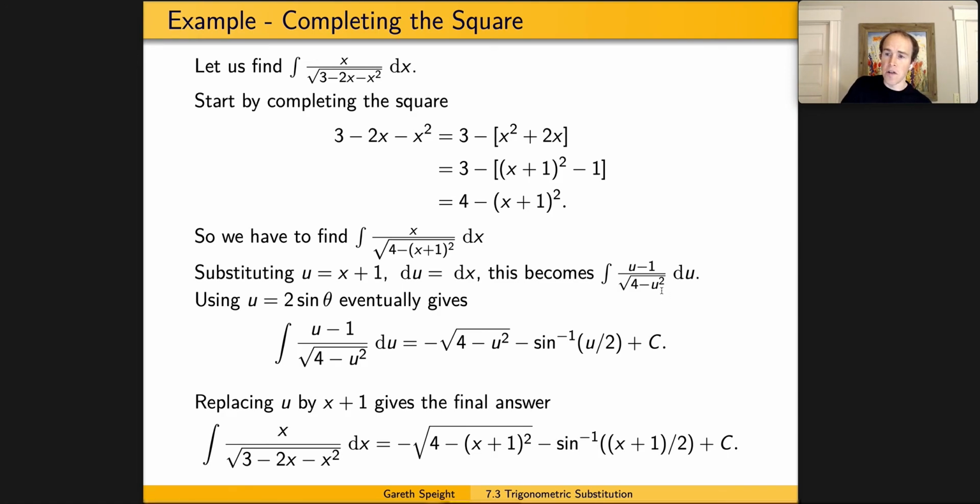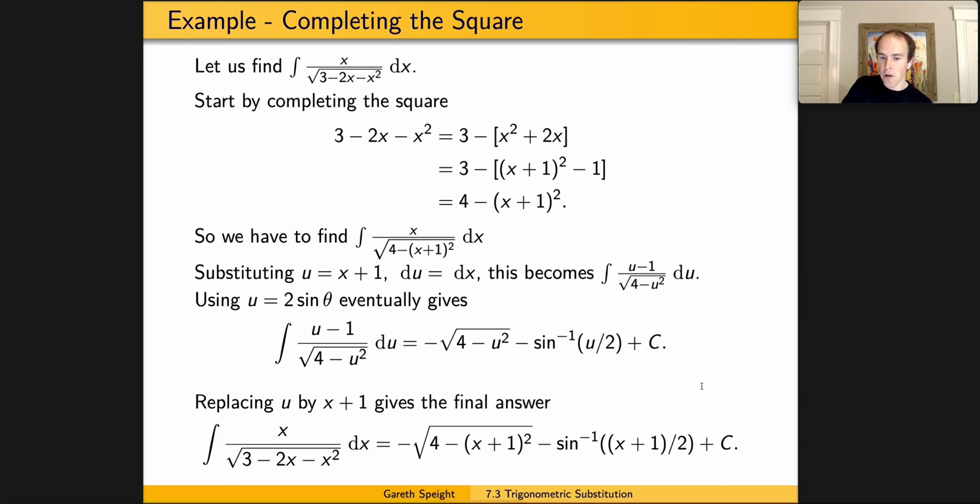If you don't like doing two substitutions at a time, you could have done it directly. Once we see we have the square root of 4 minus x plus 1 squared, we really want this to become 4 sine squared. So we could do x plus 1 equals 2 sine theta. You could do it in one step. X will be 2 sine theta minus 1. But maybe that's more confusing, so I think it's maybe simpler just to do two steps in a substitution.